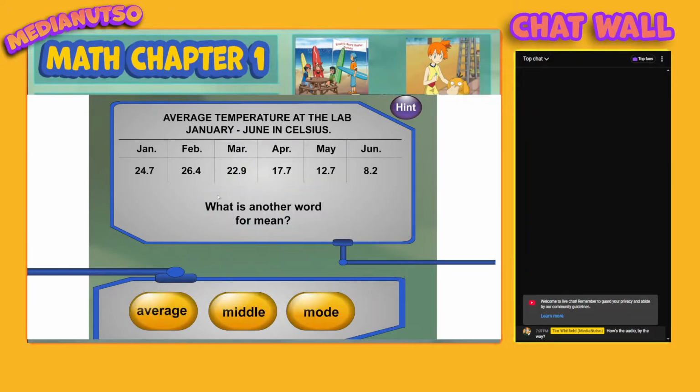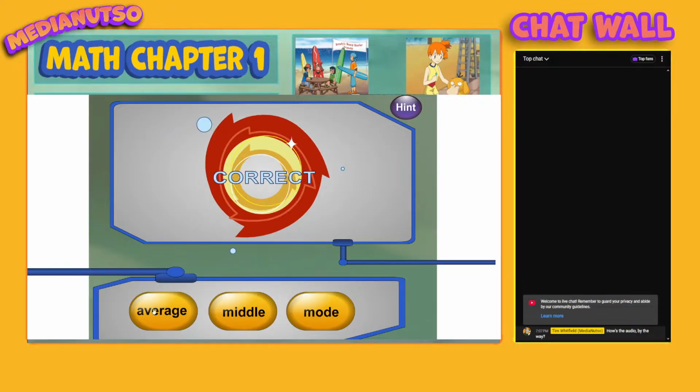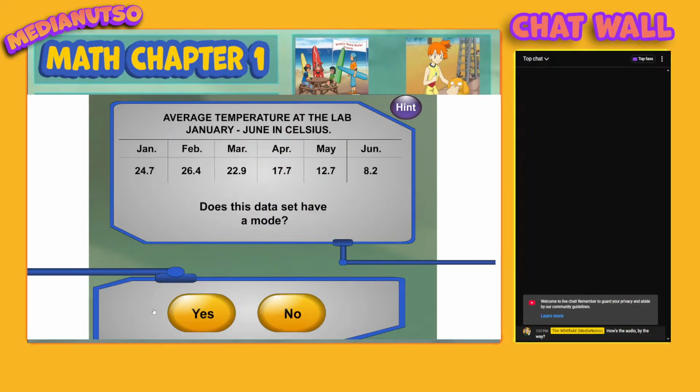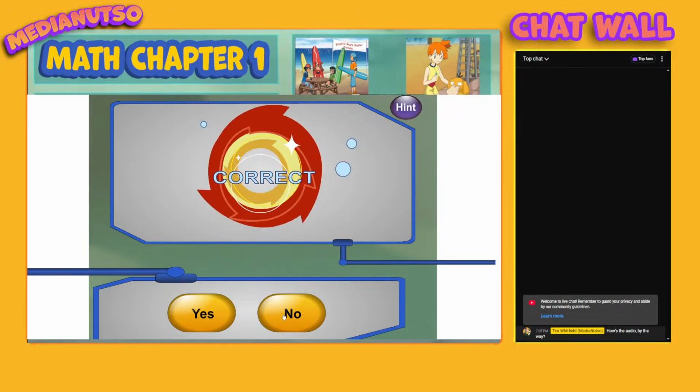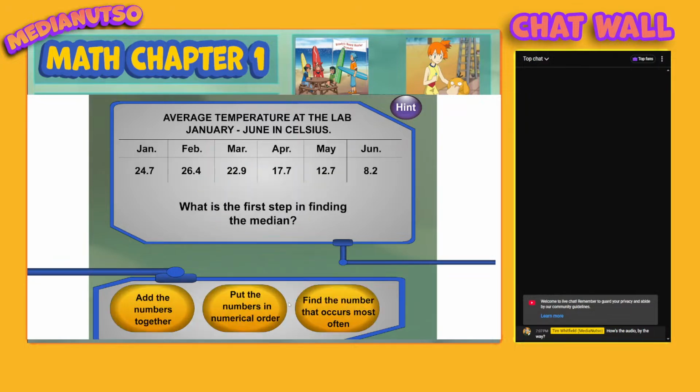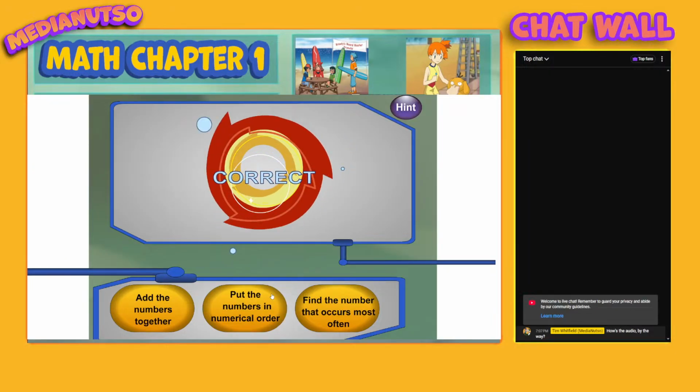What is another word for mean? Right. Mean is another word for average. Does this data set have a mode? None of the numbers in the data set are the same, so there is no mode. What is the first step in finding the median? Right. You need to put the numbers in order.